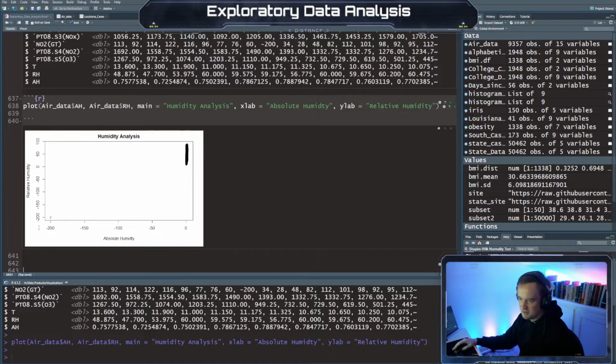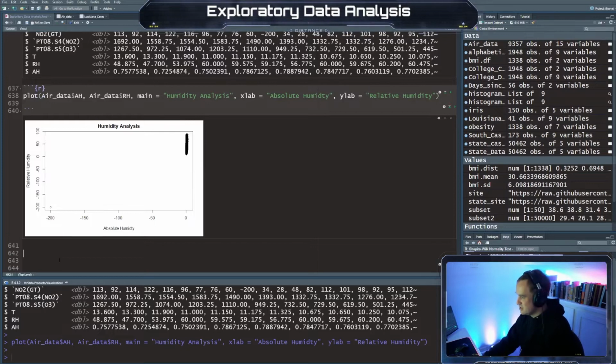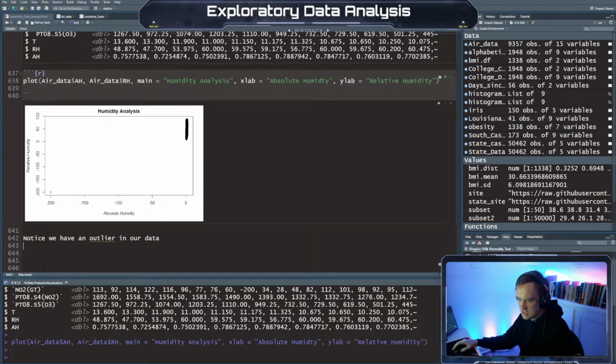Interesting, so we have an outlier that is really messing this up. So let's write that: notice we have an outlier in our data. So let's run a t-test here.